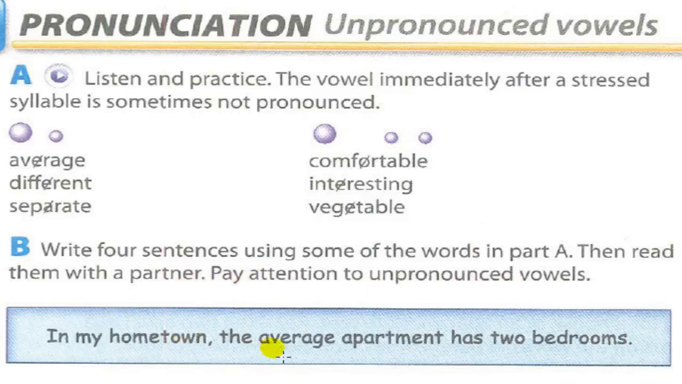In my hometown, the average apartment has two bedrooms. Average, E silent. In my house, I have different rooms. Comfortable. My house is comfortable. Interesting. I have an interesting channel. Vegetable. Say vegetable, not vegetable. E silent, vegetable. I like eating vegetables and fruit. I like eating fruit and vegetables.